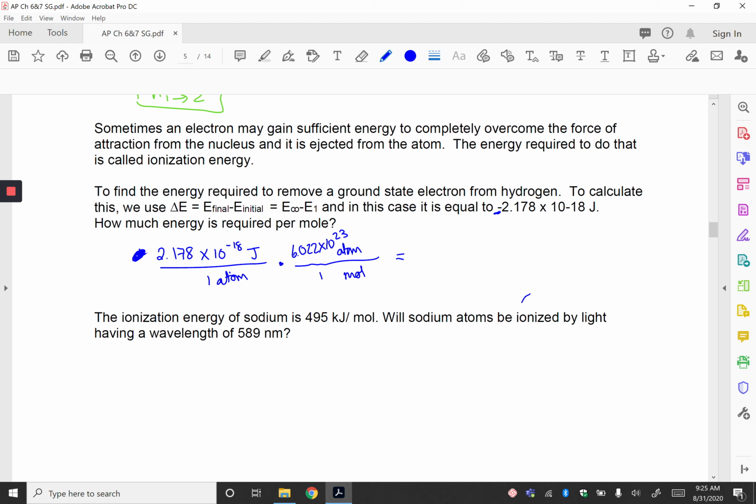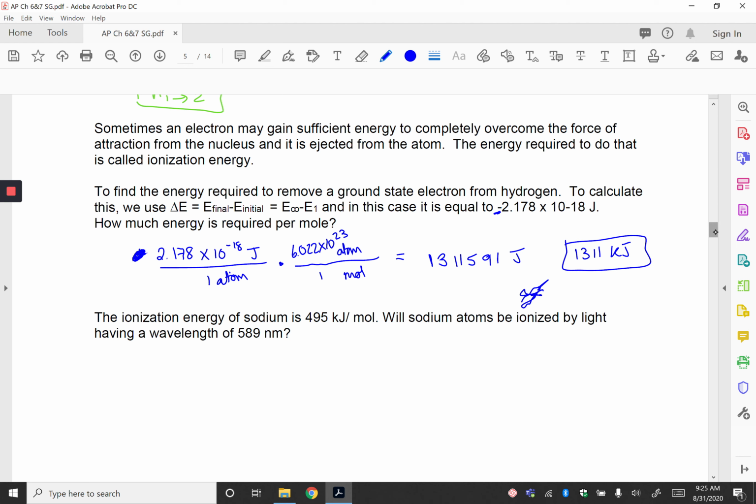So when you multiply that together, you get a really big number. So let's round it to 4 sig figs. Just gonna say kilojoules because it's a smaller number there.